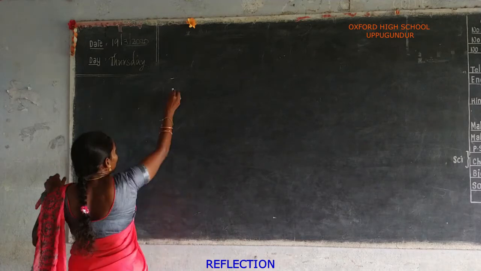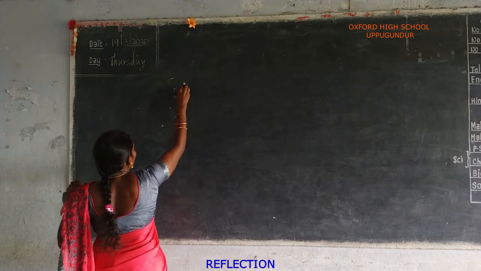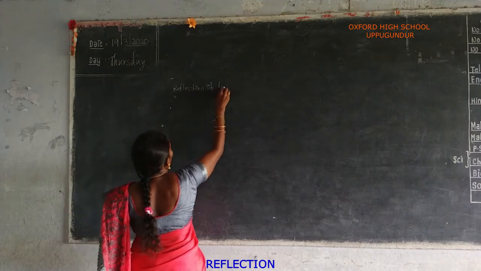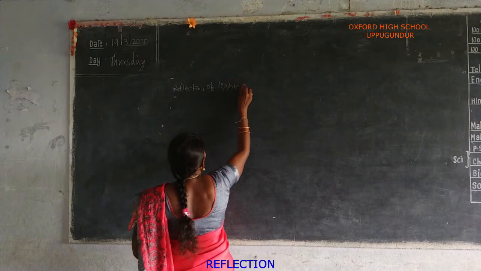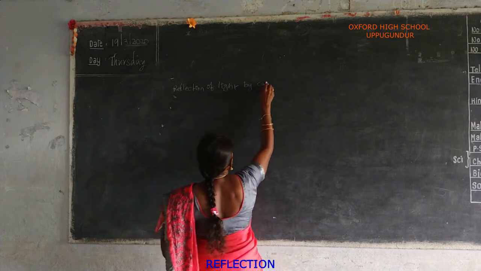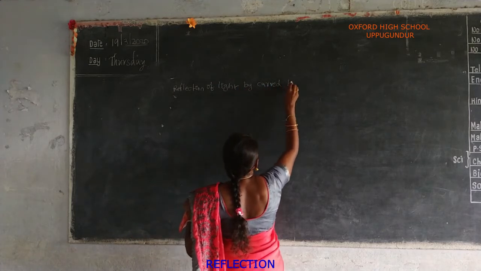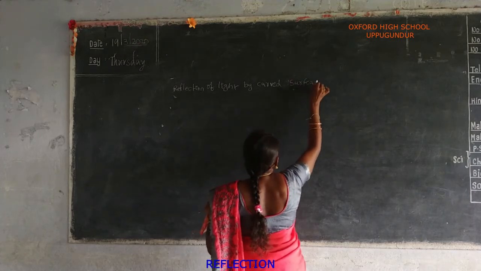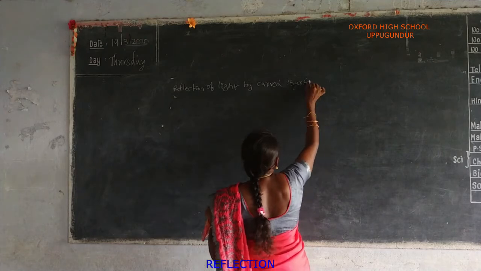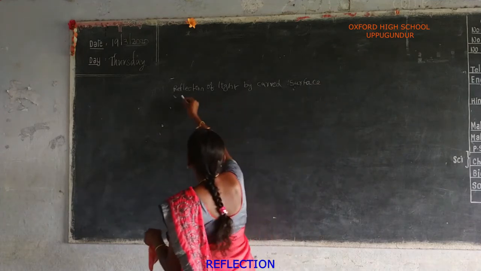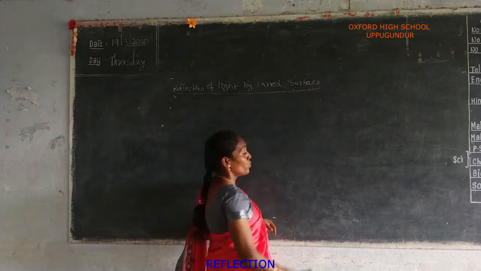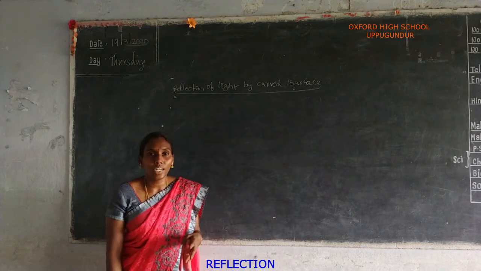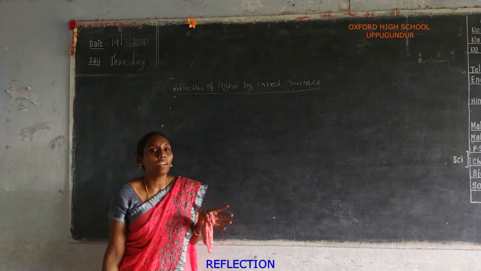The lesson name is reflection of light by curved surface. In this lesson, we have to learn how to draw ray diagrams. What is a ray diagram? What is the importance of ray diagrams?